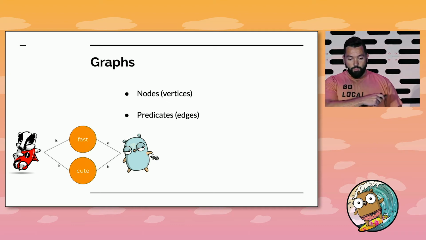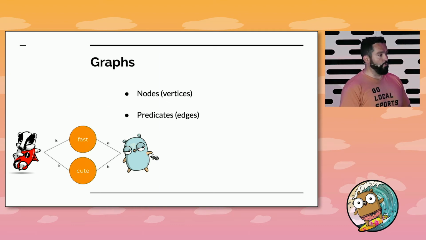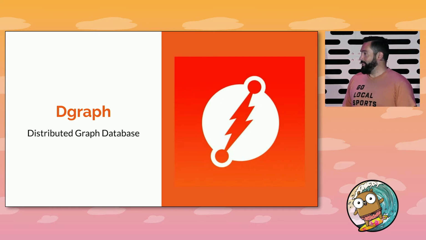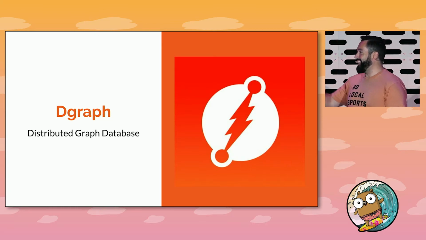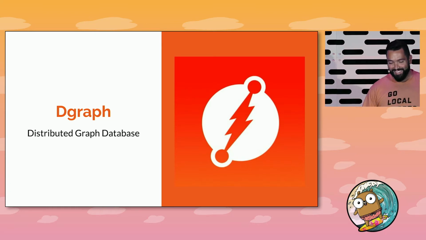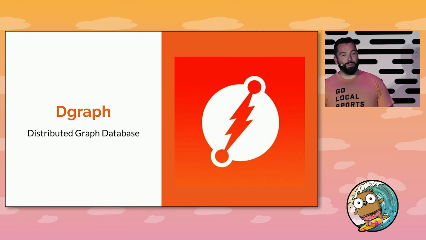So the name of the project is dgraph, and the D stands for distributed, I think. I'm actually not completely sure. Yes, okay, he's there, yes. So yeah, it stands for distributed.